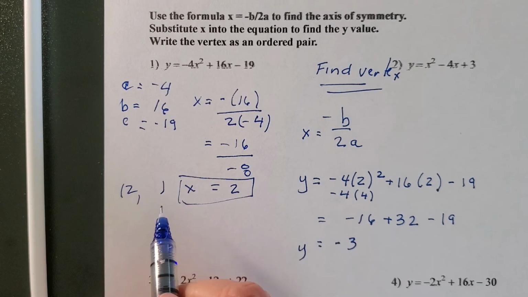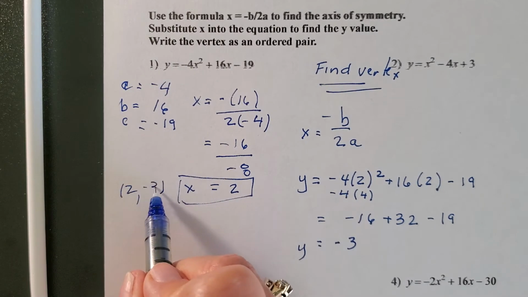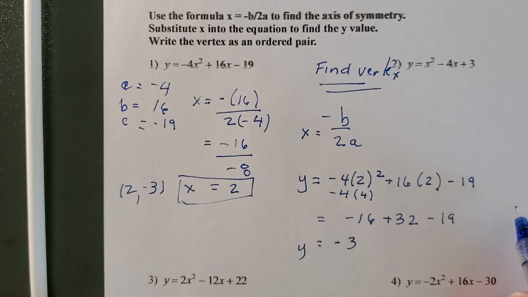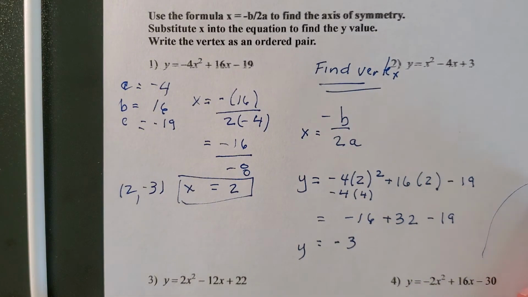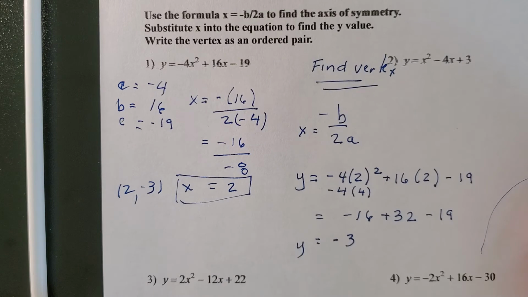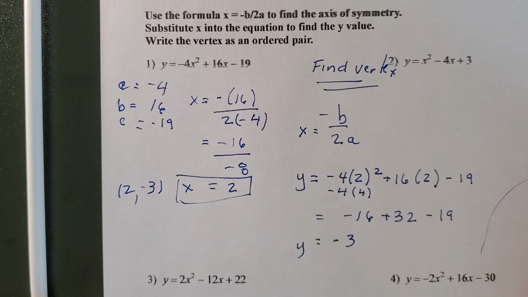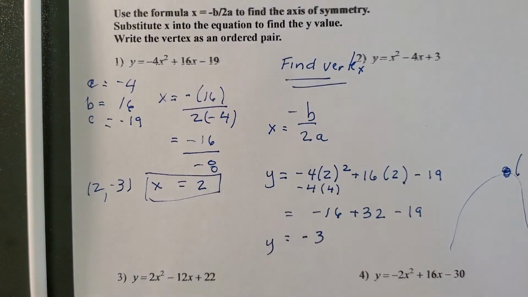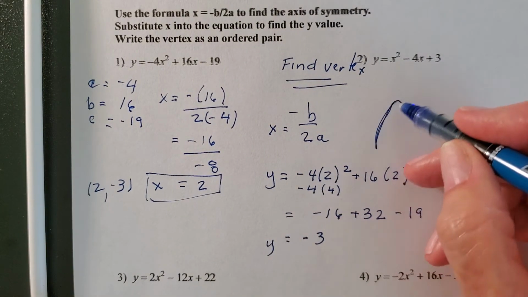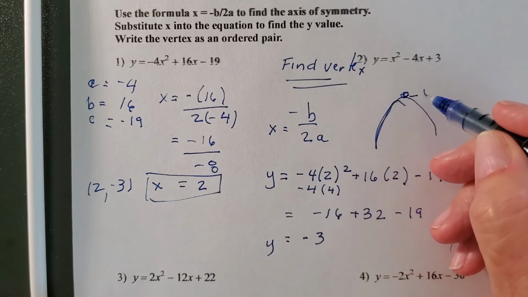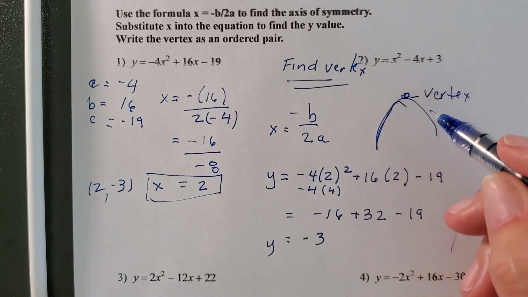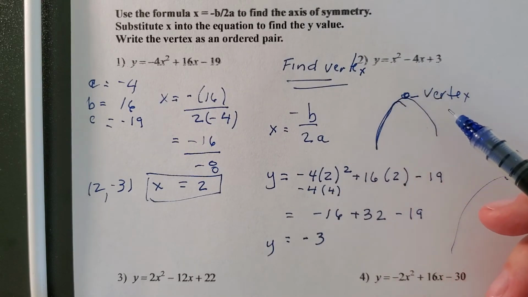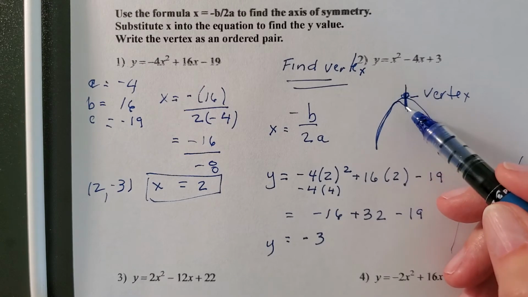So we know our x value, now we know our y value. That's the vertex. That's the highest point on our graph. That's what that means. The vertex is, in these problems, the high point. Okay? So when we have these parabolas, here's the vertex. And if something is traveling in this direction, this is the high point.